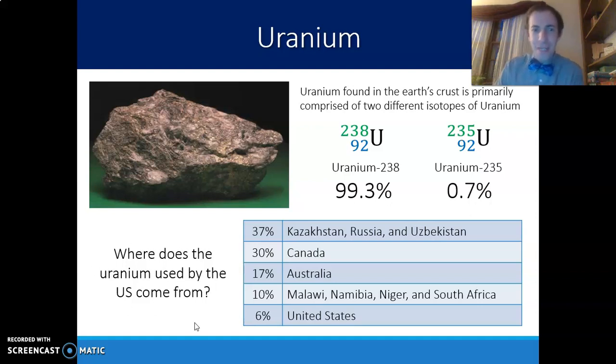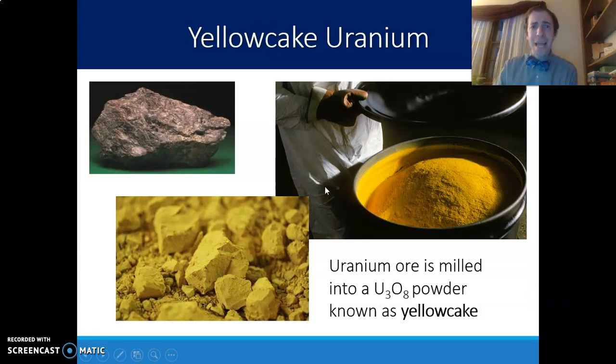Now, our uranium here in the US comes from a variety of sources. Russia and Canada, some in Australia, are primarily the sources of our uranium. Very little of it comes from here in the United States. Now, that uranium being shipped to us is typically not shipped to us in its raw form.